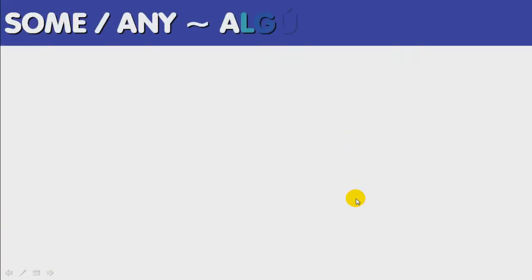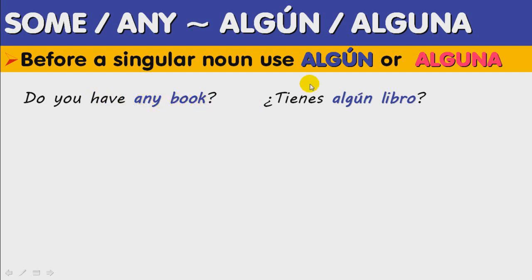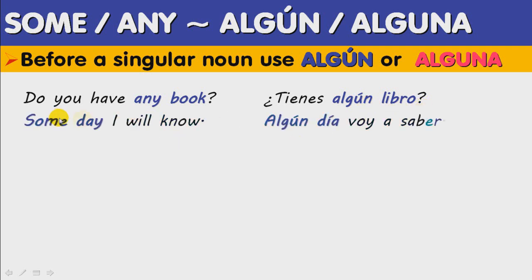And now, it's time to work on some or any when some or any mean a few. The translation is algún or alguna. Of course, this happens before a singular noun. So before a singular noun, always use algún or alguna. It works exactly in the same way as the word un. For example, do you have any book? ¿Tienes algún libro? Not alguno. Algún libro. Someday I will know. Algún día voy a saber.